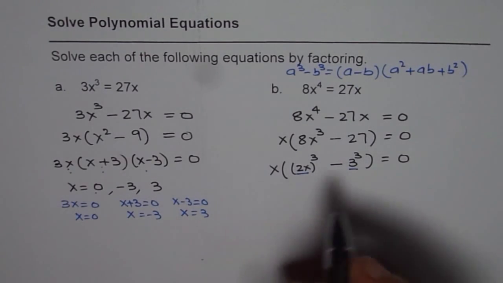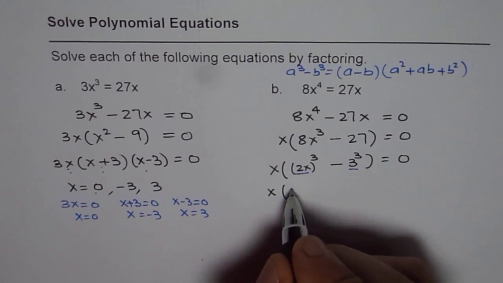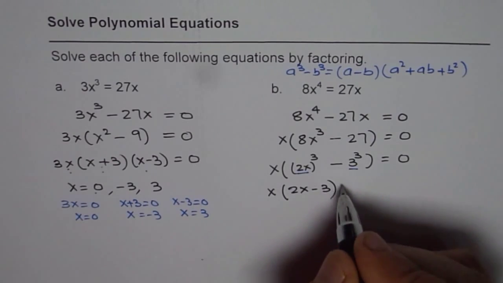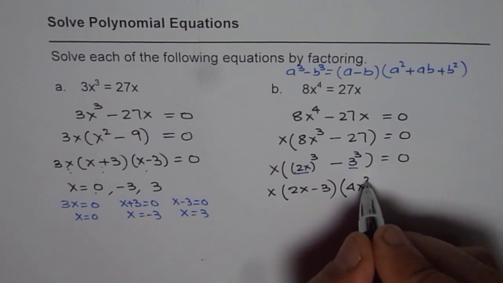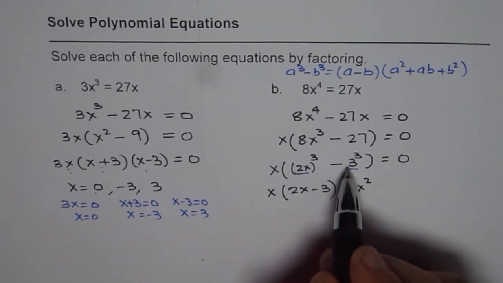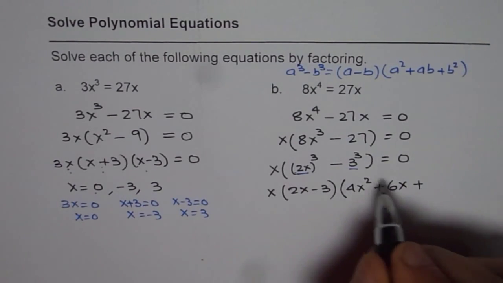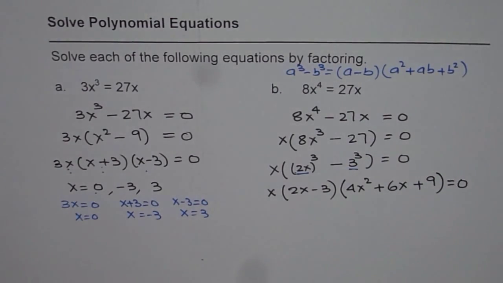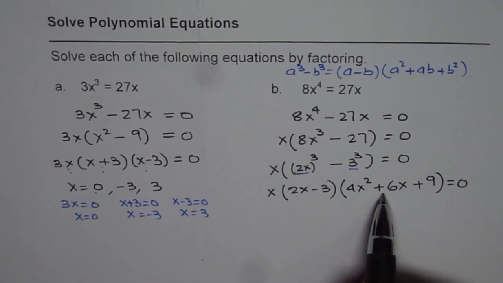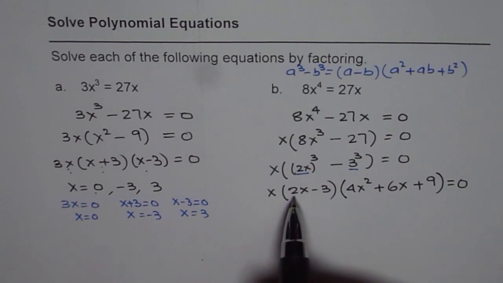And therefore, we can factor this and we can write this as x times a minus b, that means (2x minus 3), times a squared, (2x) squared, that means 4x squared, plus ab, the product of these two, which is 6x, and then plus b squared, which is 3 squared, it gives you 9. So that is the factored form. Now here, 4x squared plus 6x plus 9 will never be 0. However, 2x minus 3 can be 0 and x can be 0. So we can solve for each.